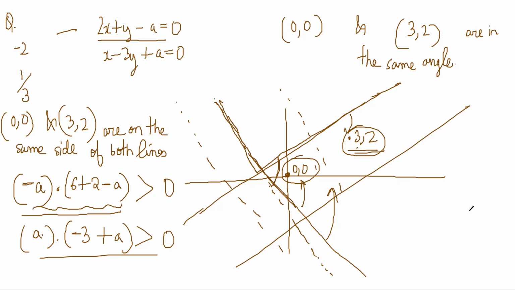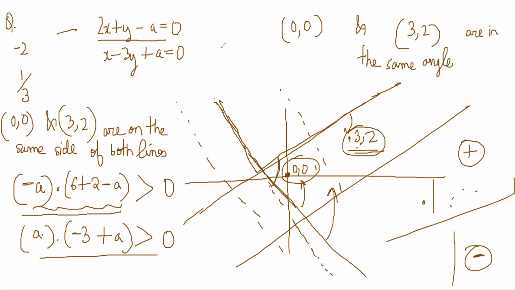So you remember, no, that any line divides the plane into two halves. One half is above, one half is below. That means points above will give positive answer when you put them in the line. Points below will give negative answer when you put them in the line. Now, same side means 0, 0 gives some sign. It could be positive or negative. And 3 comma 2 also gives the same sign. So the product has to be positive.